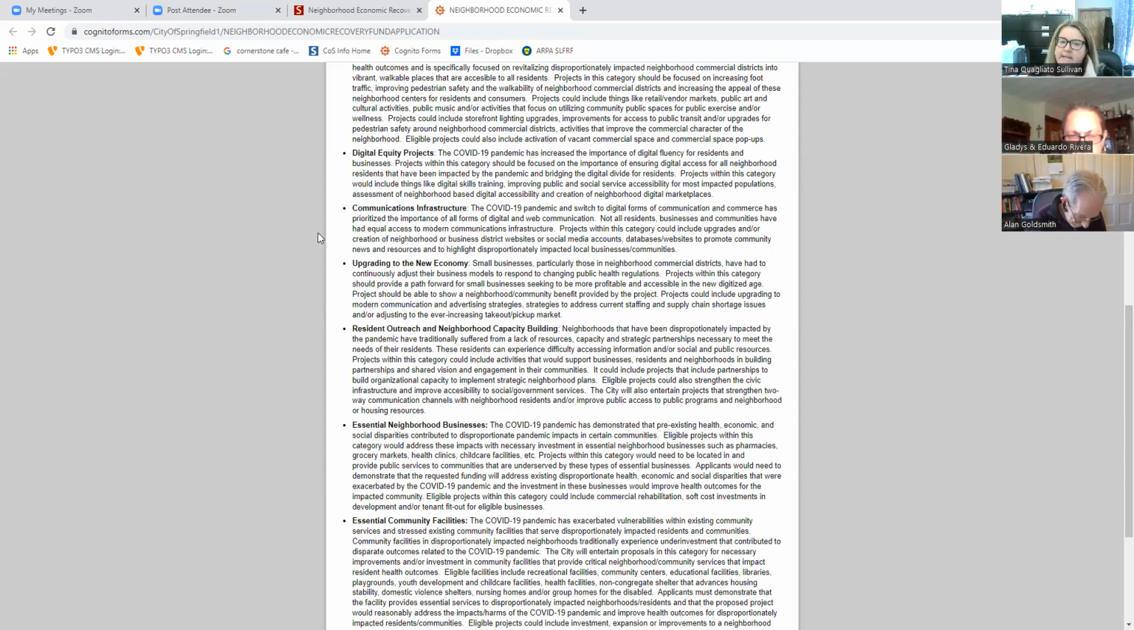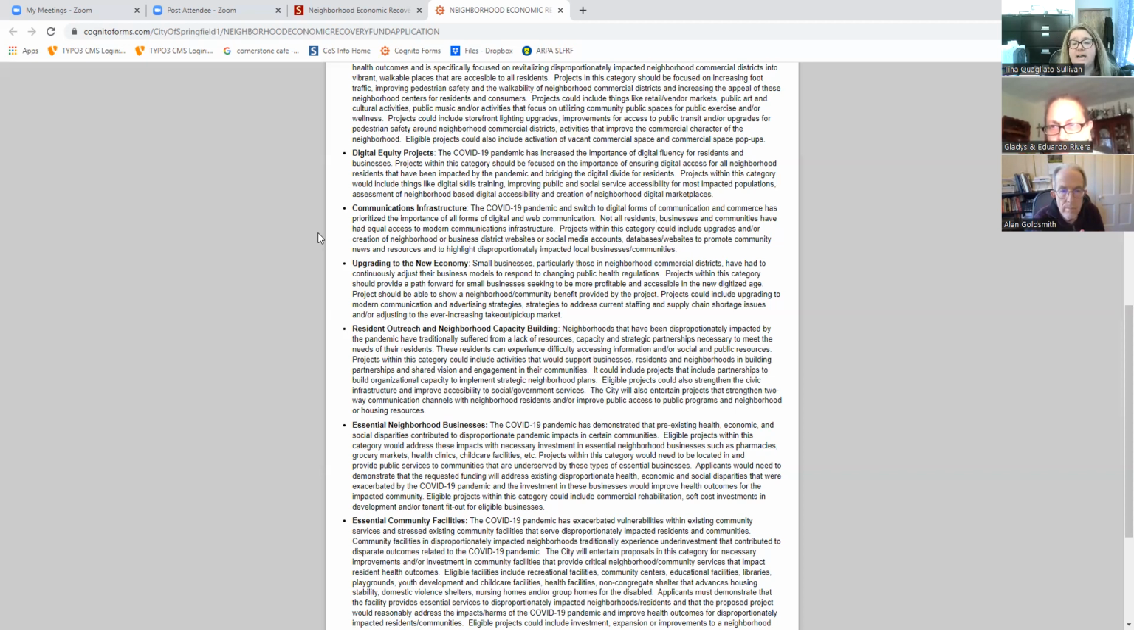The third category is upgrading to the new economy. What we mean by that is the post-pandemic new economy. So the idea that businesses have to be more accessible, both digitally and also to takeout. The idea that businesses are currently grappling with supply chain and staffing shortages, strategies that might address that. Other projects that could be eligible are digital or modern communication and advertising strategies.